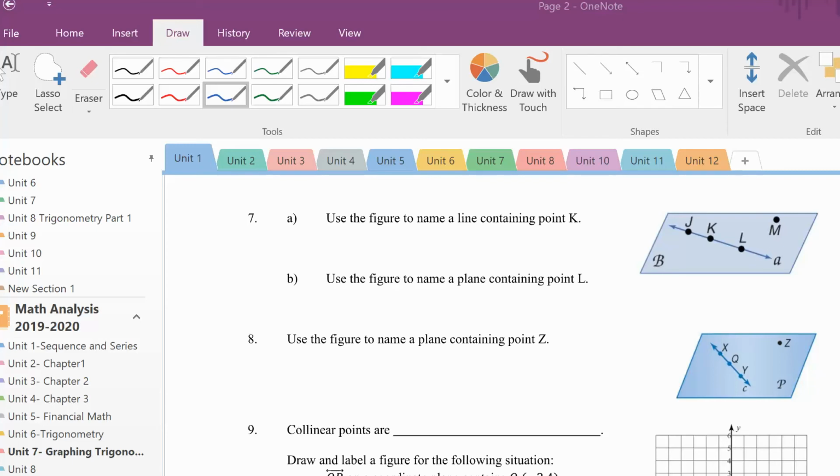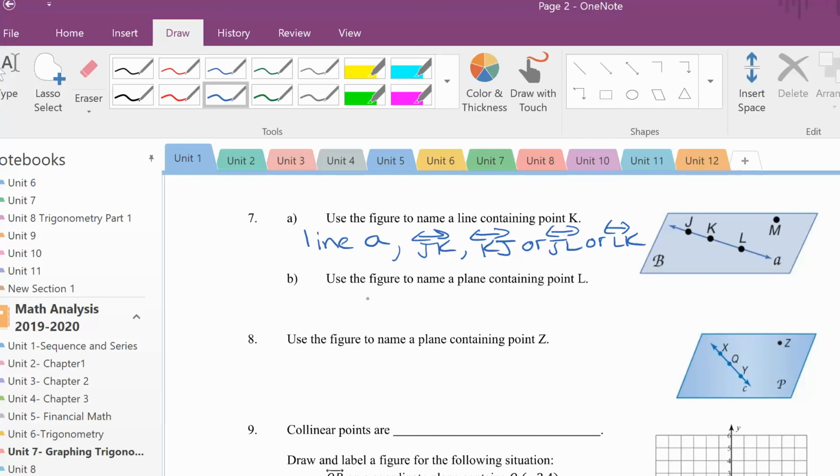You could say it is line A, because the cursive letter A is the line. Or you could have said line JK, line KJ, or line JL, or you could have reversed that too and said line LK or KL. So those are just a few of the ways that you could have named a line containing point K.